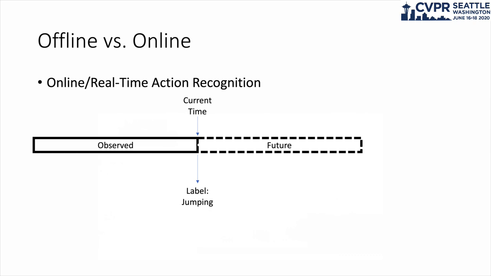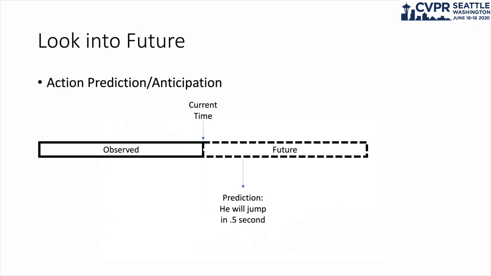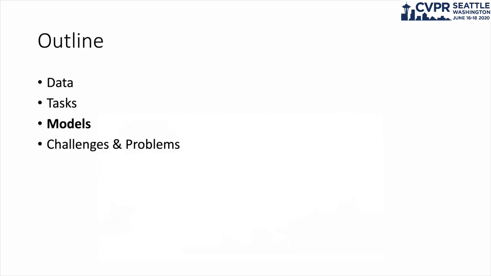Next, if based on currently observed information, we want to make predictions on what will happen next, that will be the problem of action prediction and anticipation. This is very useful in applications like smart home and robotics, where an agent can prepare for the events that are going to happen in the near future. Now we have covered most tasks in activity understanding in videos.